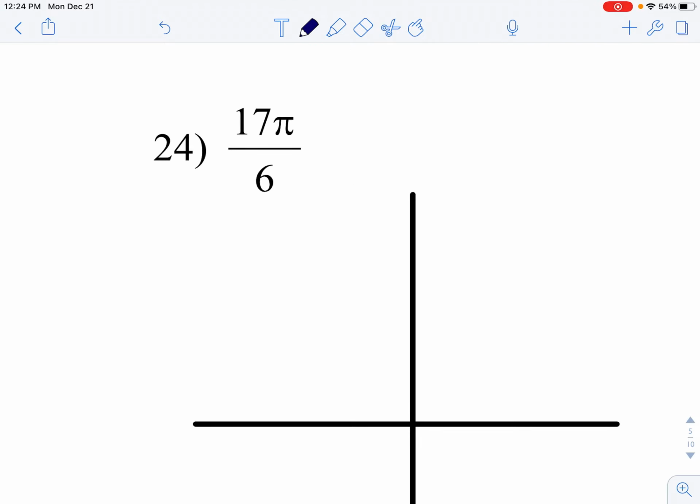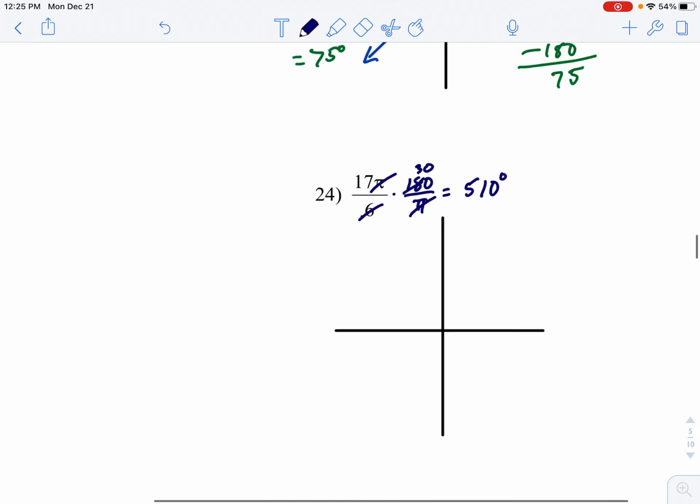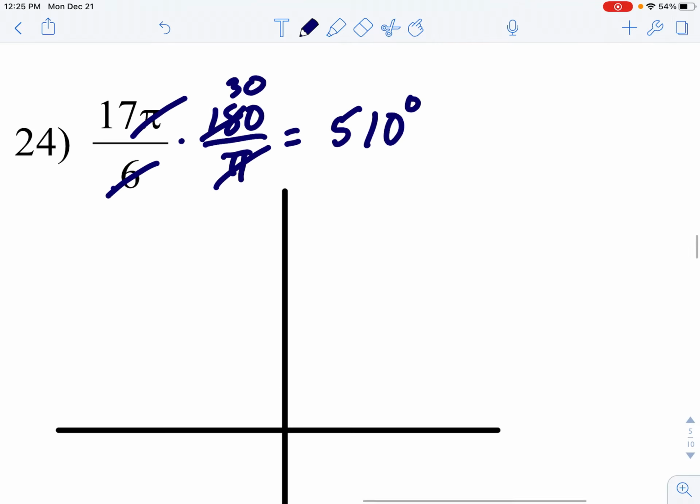So how did we graph this earlier today, earlier in the lesson? Well, we multiplied it by 180 over pi. Cancel out the pi. 18 divided by 6 is 3, so that's going to be 30. And this is 17 times 30, which is 510 degrees. Trust me, 17 times 30, 510 degrees.